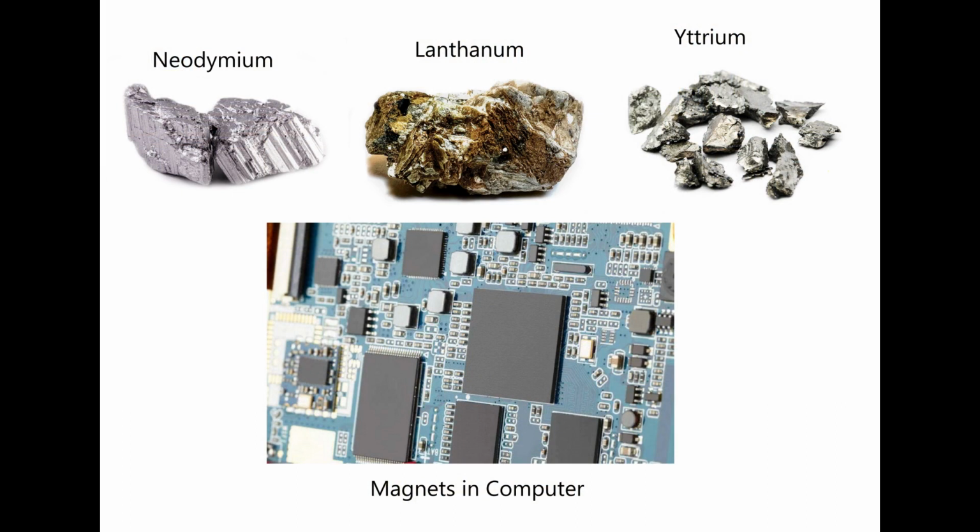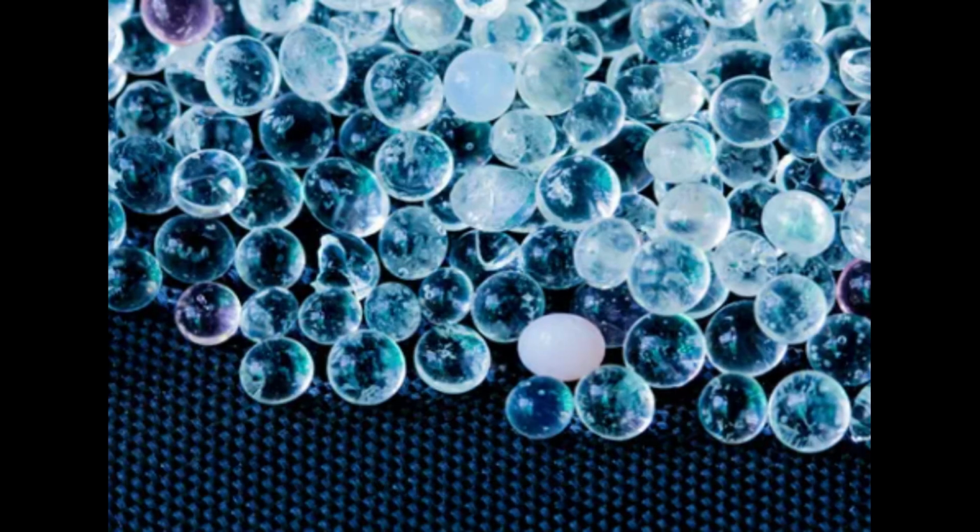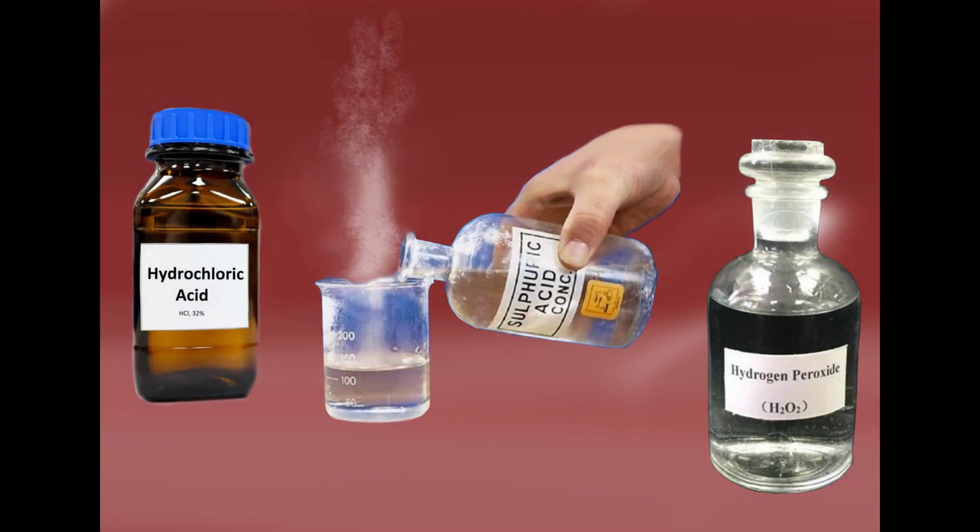Rare earth elements. Elements such as yttrium, lanthanum, neodymium, and others are used in small amounts for a variety of components in electronics, including magnets, lasers, and phosphors. Dielectric materials. Insulating materials such as silicon dioxide or various types of dielectrics are used to insulate different components within the processor. Chemicals. A variety of chemicals are used in the manufacturing process for cleaning, etching, and other purposes.